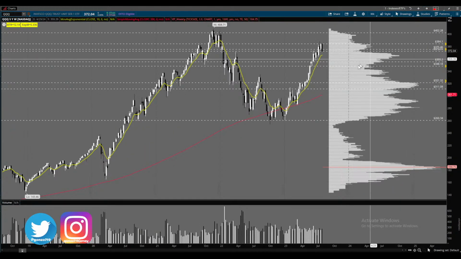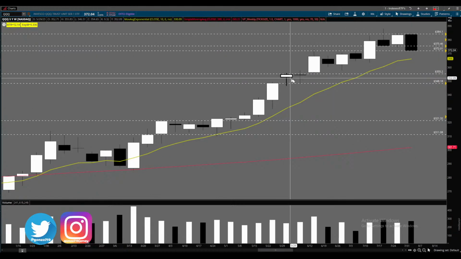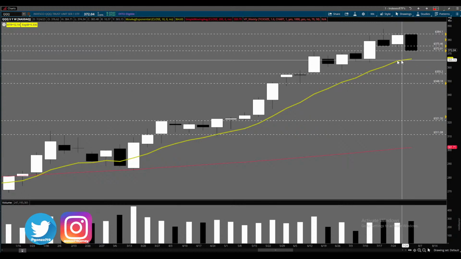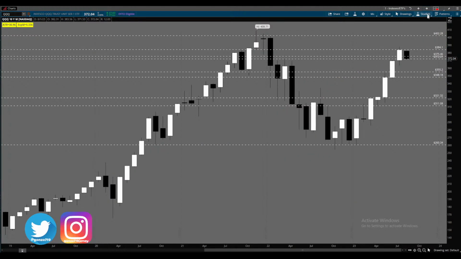Let's go over to the weeklies. We're going to see the same kind of story. Took out the last 2 weeks. Right, 10-week EMA, very important right here. You're going to see, I might go over that in sectors. This 10-week EMA is very important to tell you what side of the trade you want to be on.